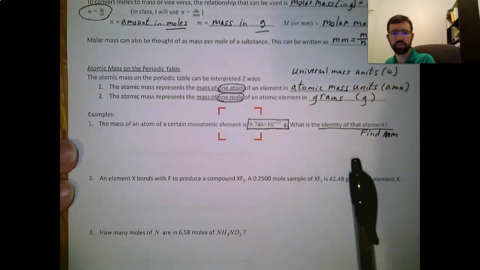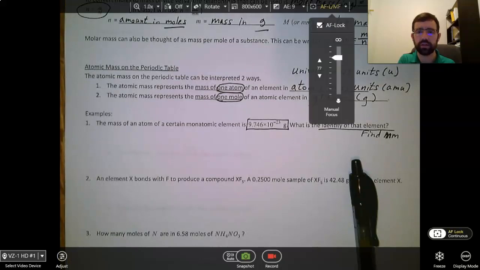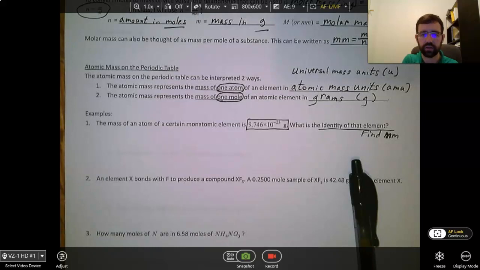Refocus real quick. I think that we're out of focus. And lock it so that it doesn't mess up again, hopefully.